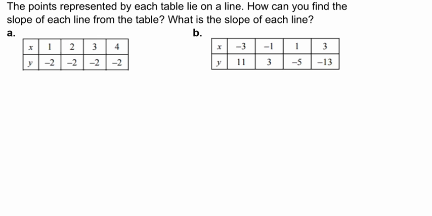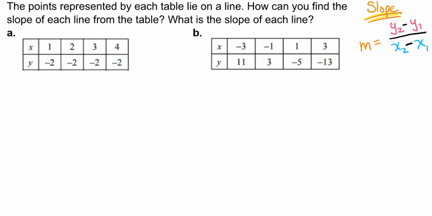Well, what you're going to do is use the slope equation. Now remember, our slope equation is y2 minus y1 over x2 minus x1, which means you need to pick 2 points to use from your table. And it doesn't matter which 2 points you use.